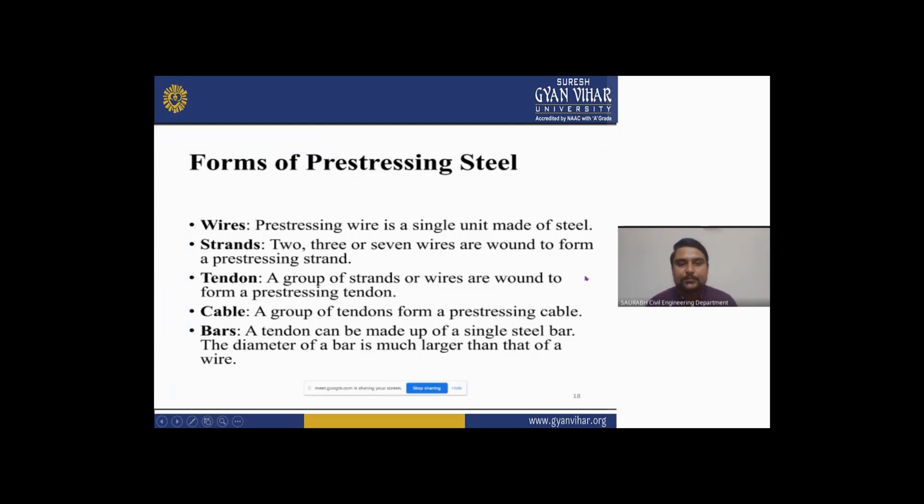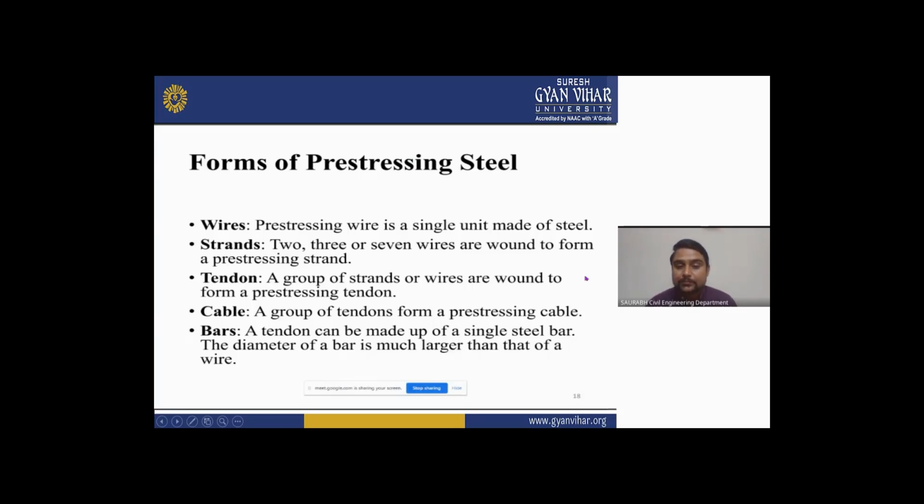First is wire, which is pre-stressing wire, a single unit made of steel. Strand: two, three, or seven wires are wound to form pre-stressing strands. And there is also tendon, a group of strands or wires wound to form a pre-stressing tendon. There is cable, a group of tendons forms a pre-stressing cable.